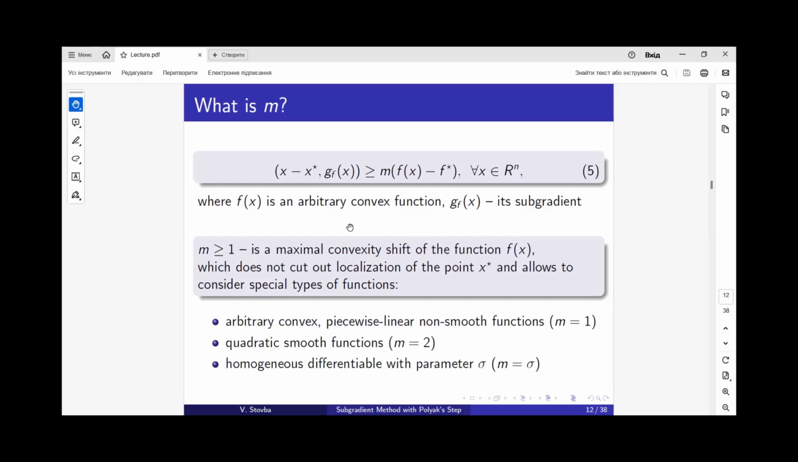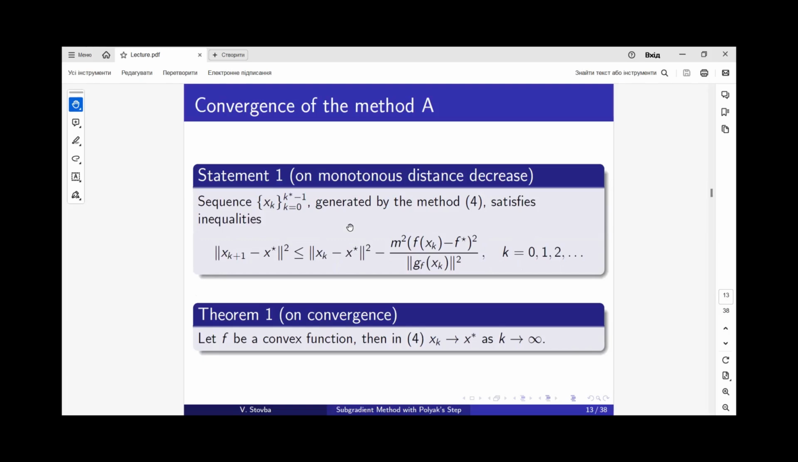Moreover, we can consider homogeneous differentiable functions with parameter sigma. For them, we have m equals sigma. So if it's 5, we can use m as 5 and accelerate it 5 times in terms of step. So for this method, which is actually the usual subgradient method, but with a specific step, which is called Polyak step or AMS step, we have a convergence statement and theorem.